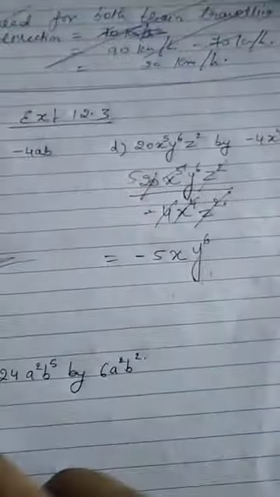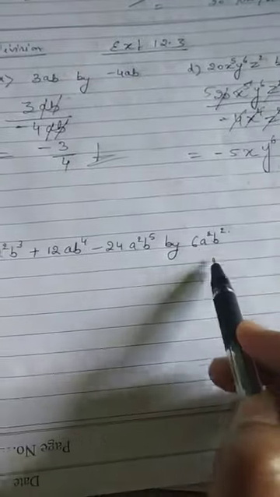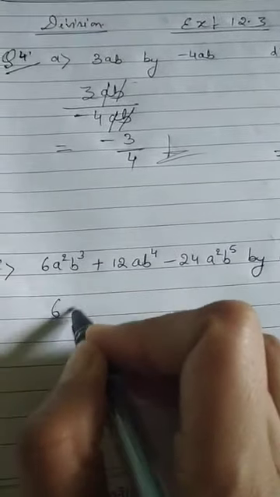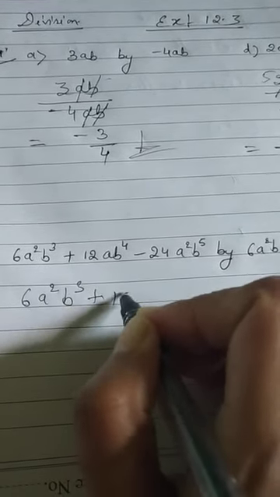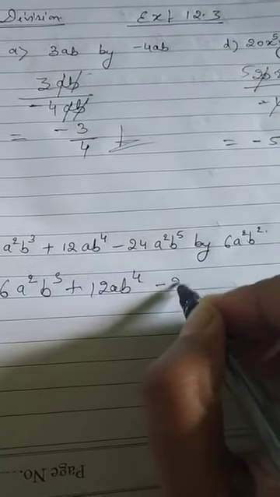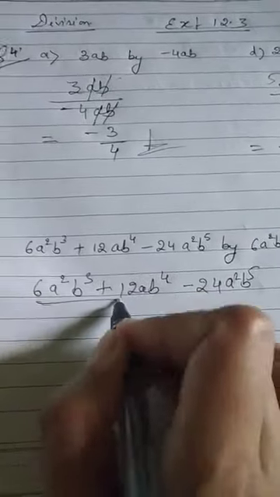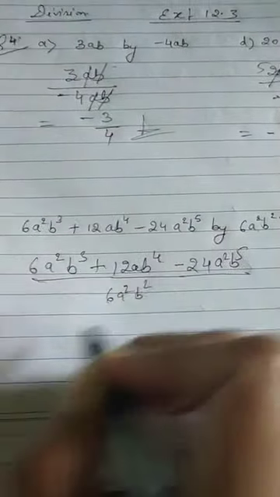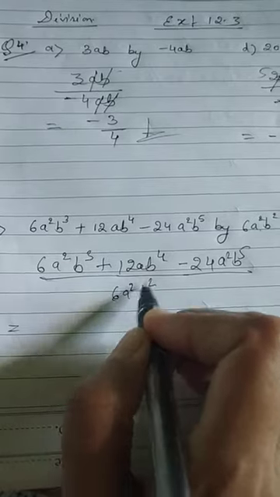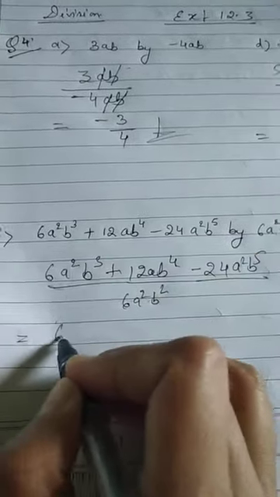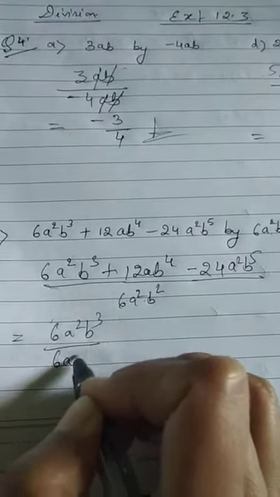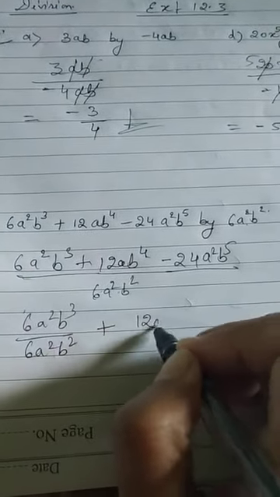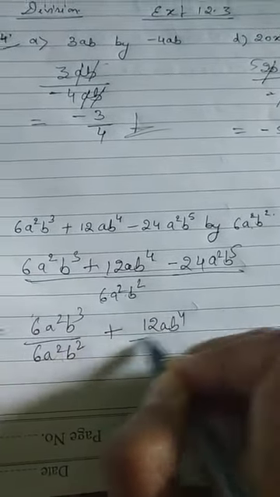This was a single term division. Now if a polynomial is divided by a single term, let's see. 6a square b cube plus 12ab to the power 4 minus 24a square b to the power 5, divided by 6a square b square. Now you will not cancel directly. As I have taught you yesterday, we will divide all the terms separately. Write down separately first, divided by 6a square b square.